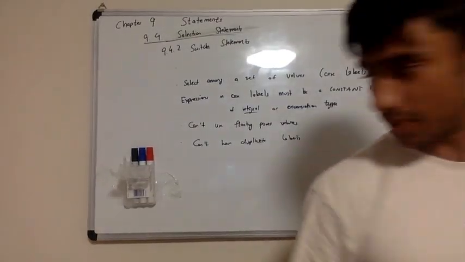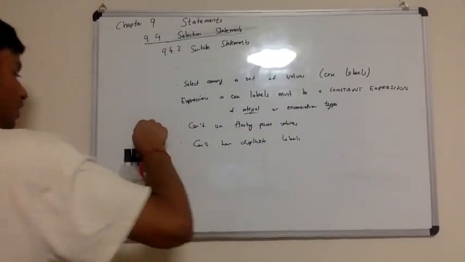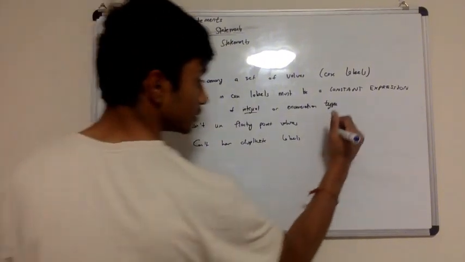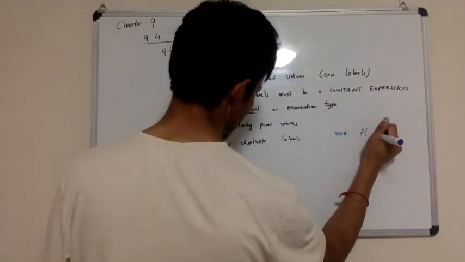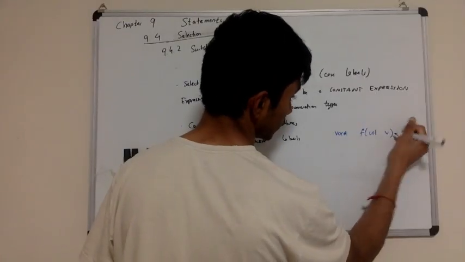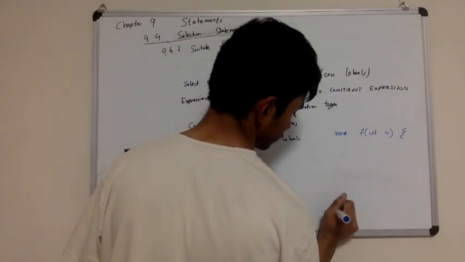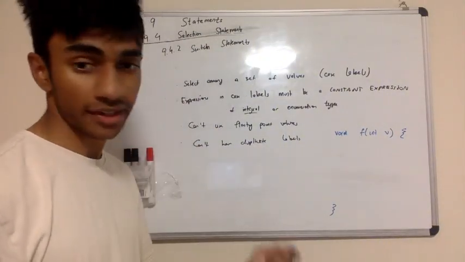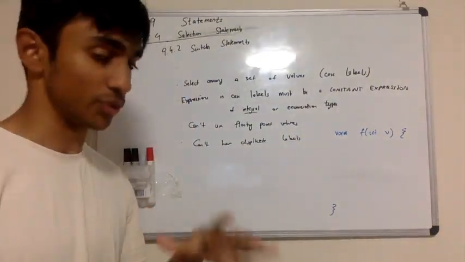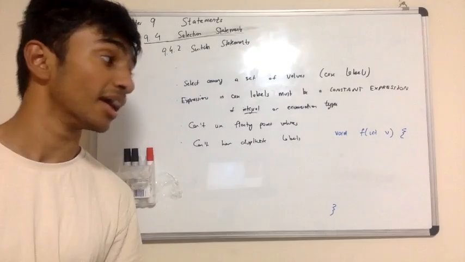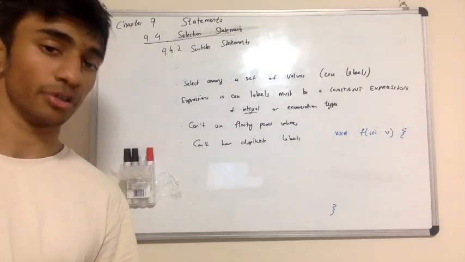Imagine you have a function, as always, that takes in an integer v. Imagine we're going to check if v has a value of 1, then we want to do something. If v has a value of 2, we want to do something. If v has a value of 3, we want to do something, and otherwise just say v is not 1, 2, or 3, whatever.